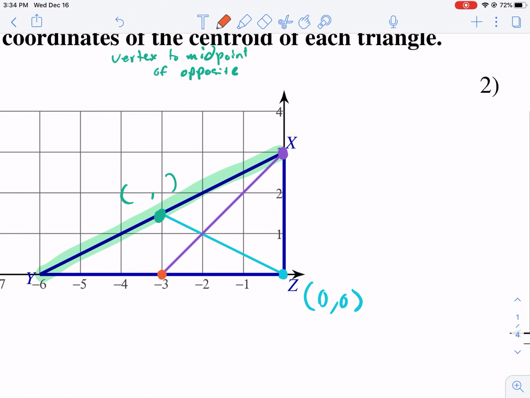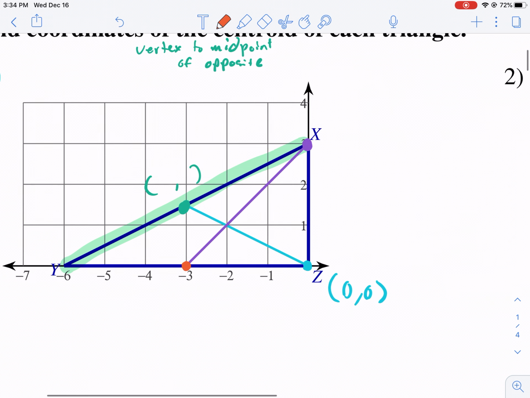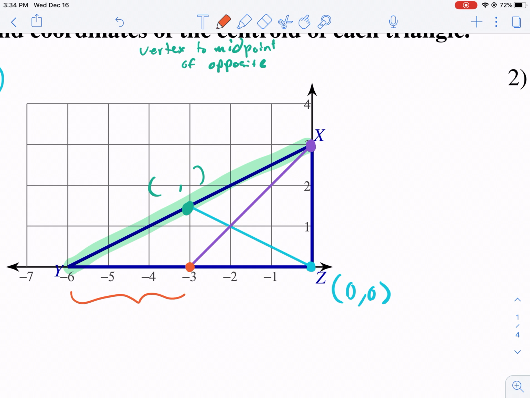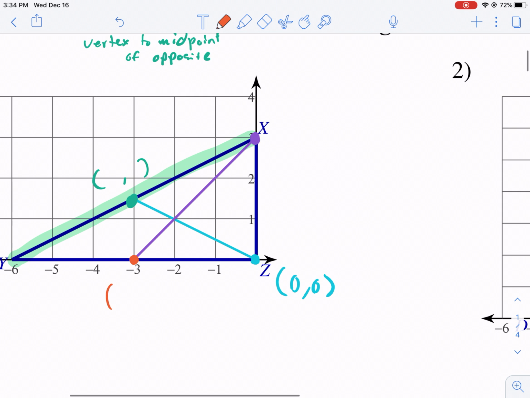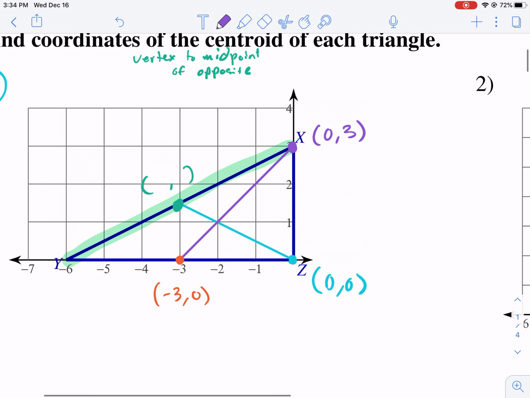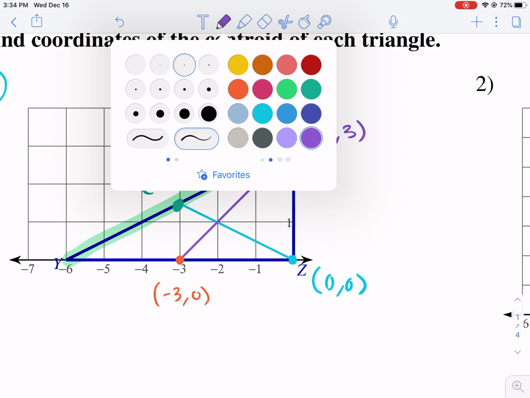This midpoint's easier to see because it's right on the x-axis, and it goes from -6 to 0, so halfway in between is 3. 3 and 3 on both sides. So I know this midpoint is -3, 0, and I know this point is 0, 3. So that line's going to be pretty easy to find in terms of the equation, but I still have to find the midpoint here.